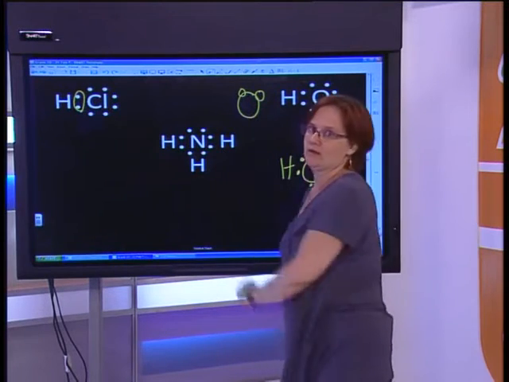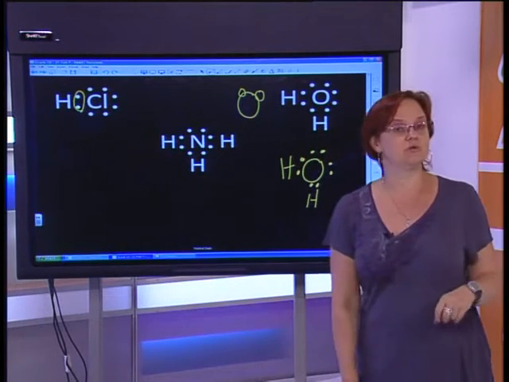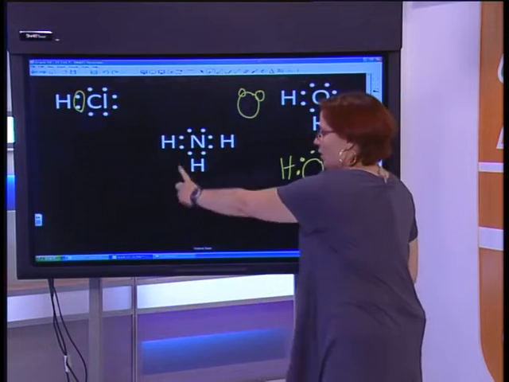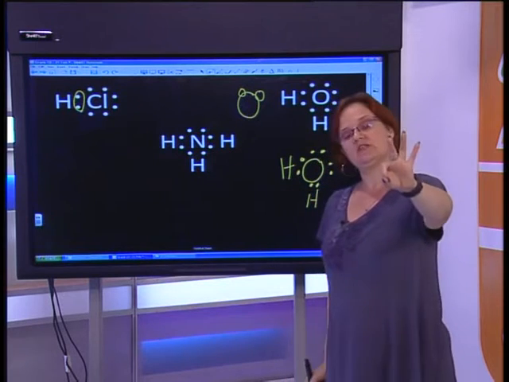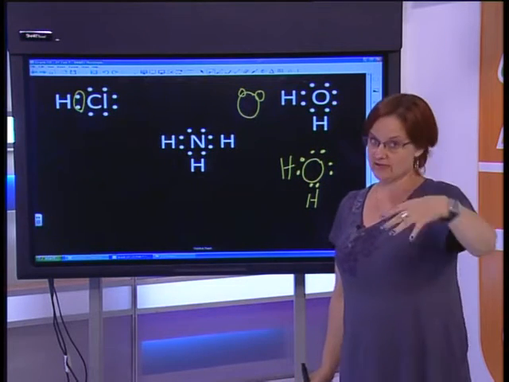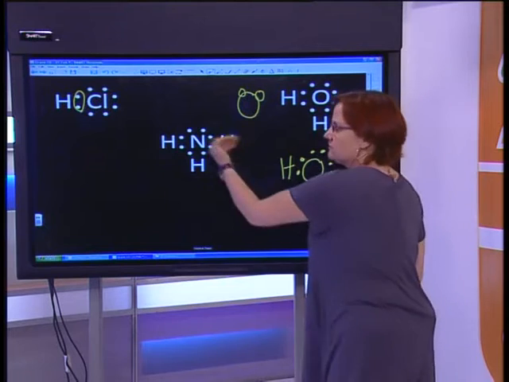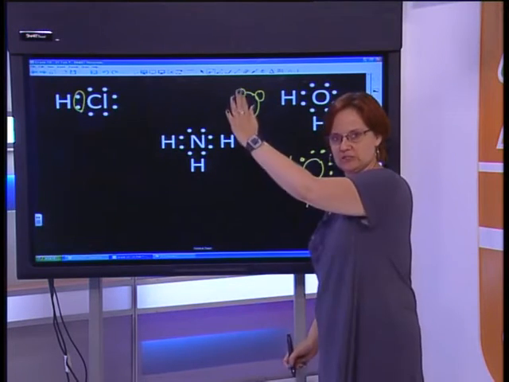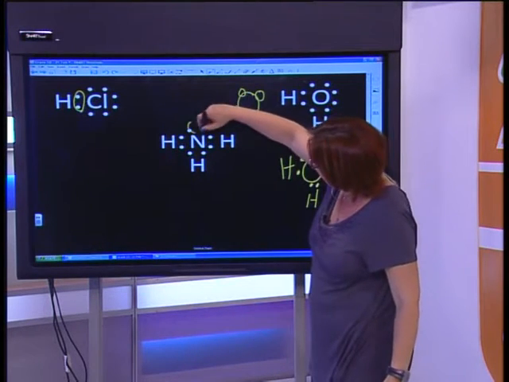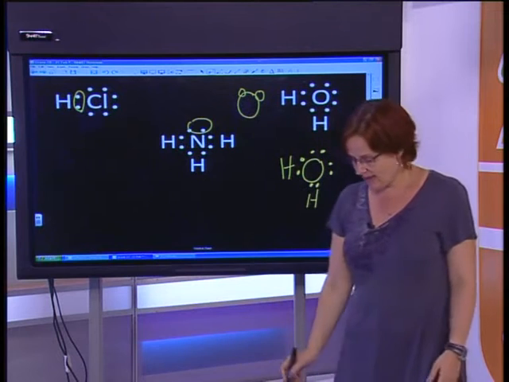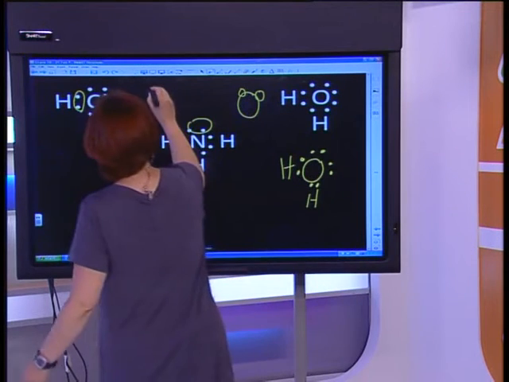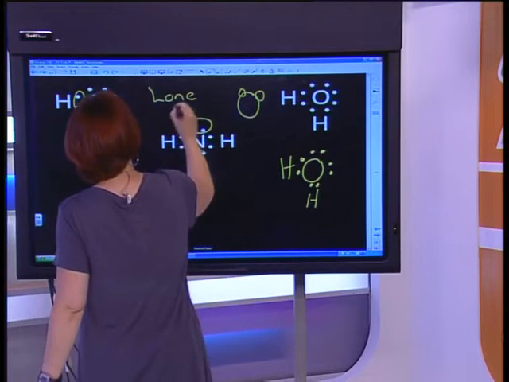And then ammonia, a very, very important molecule as well. Nitrogen has 3 empty spaces, so nitrogen can take 3 hydrogens, and it fills all the empty spaces. This pair of electrons here at the top has a very special name. They are called a lone pair.